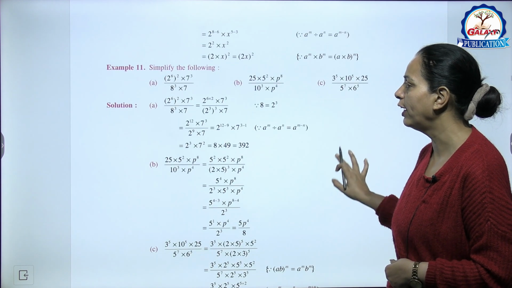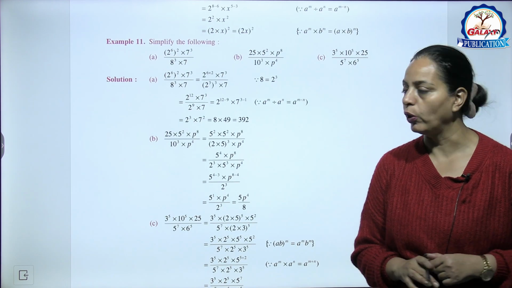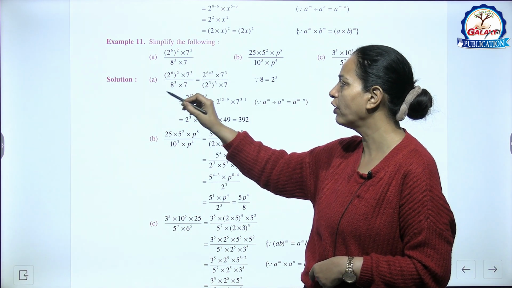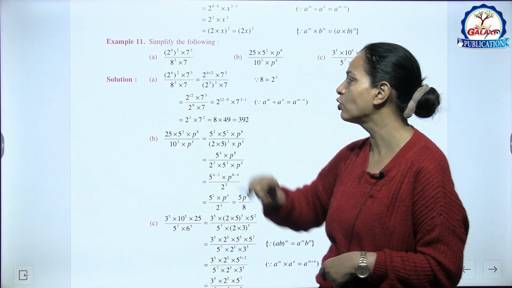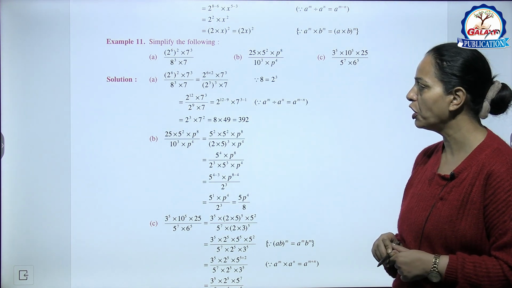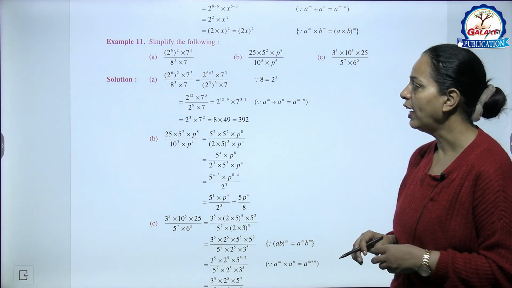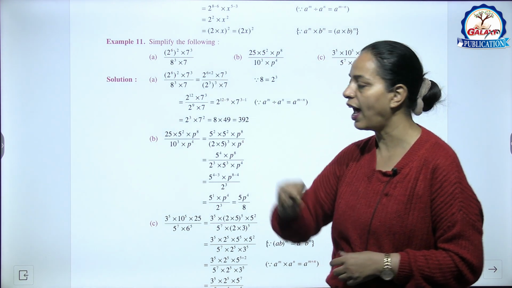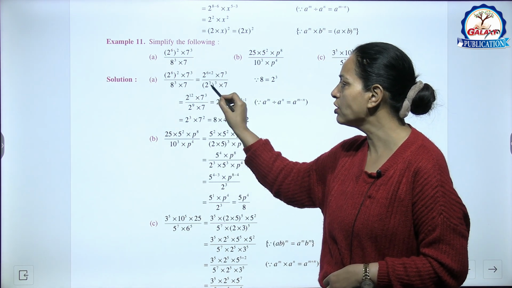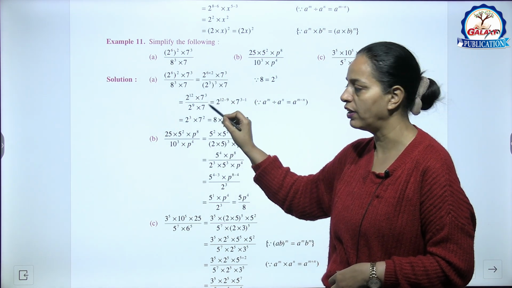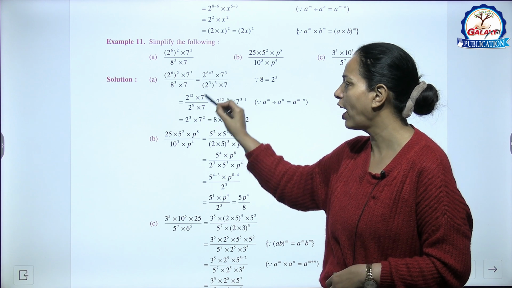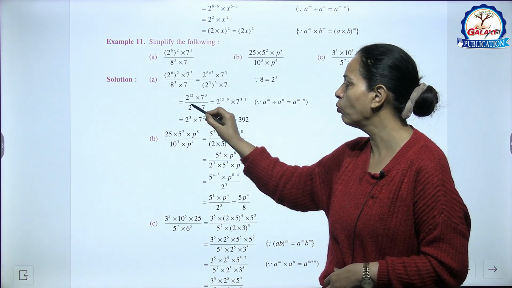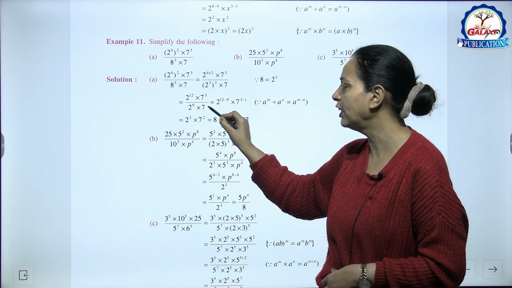Now example 11. Simplify the following. A part, 2 raised to power 6 whole power 2 into 7 cube upon 8 cube into 7. अब हम 8 को चेंज कर देंगे बेस 2 में. 8 is 2 cube. Okay, this number, these numbers as it is. Now 8 cube means 2 cube whole cube into 7. This becomes 2 raised to power 9. और ऊपर क्या आ जाएगा 2 raised to power 12 into 7 cube upon 2 raised to power 9 into 7.